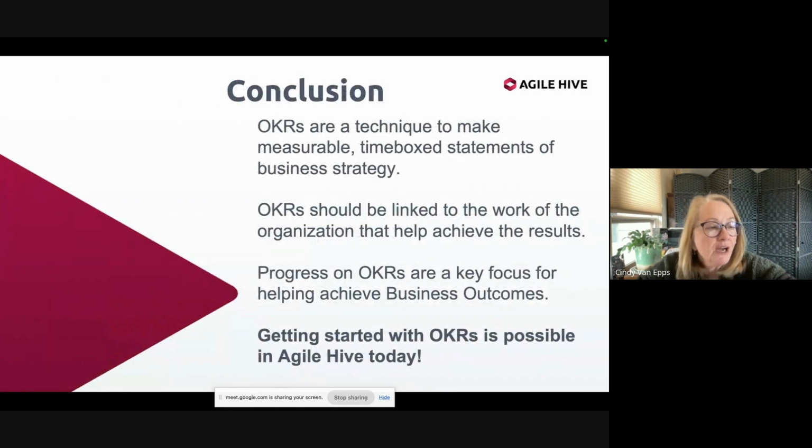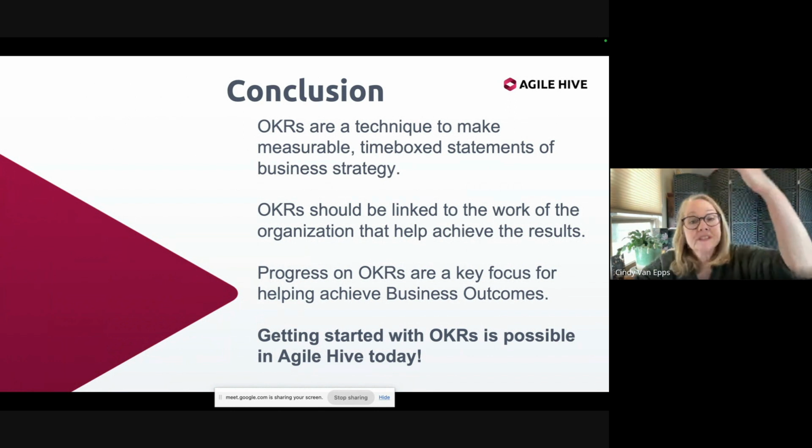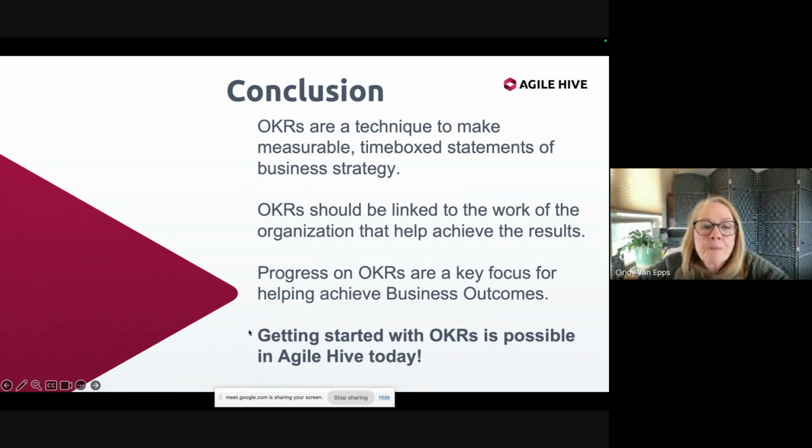So that's the summary. I am close to my 20-minute time box. So in conclusion, objectives and key results are just a technique to make measurable time-boxed statements of business strategy. It's a further refinement of strategic themes. They should be linked to the work of the organization that helps achieve the results. Why else are we putting them in our portfolio level of SAFe? And then progress on the OKRs really helps the organization focus on achieving business outcomes.